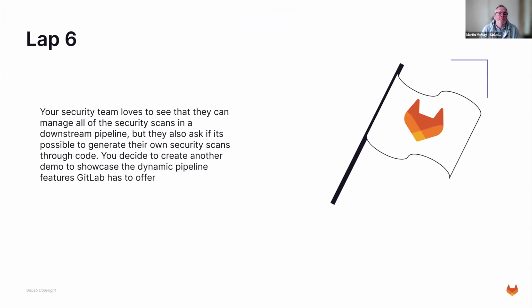But first of all, why are we doing it in the context of this particular lab? What we want to be able to do is see if we can generate our own security scans through code. So can we actually create a job that creates a downstream job to be consumed? So we're going to create another demo, and we're going to showcase dynamic pipeline features that we have inside the platform itself.